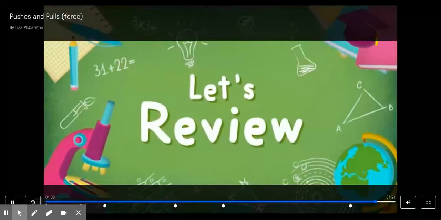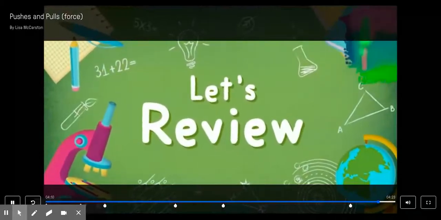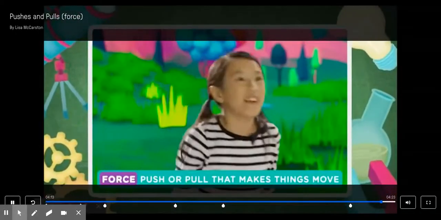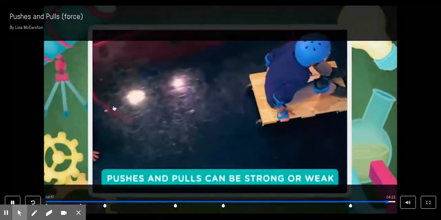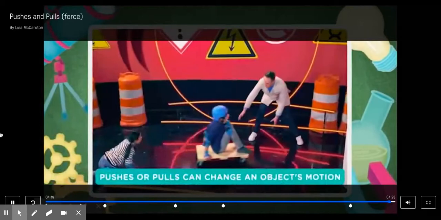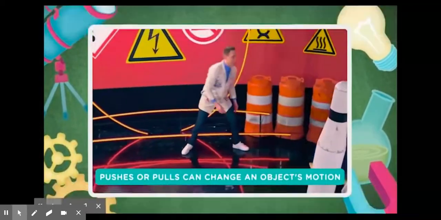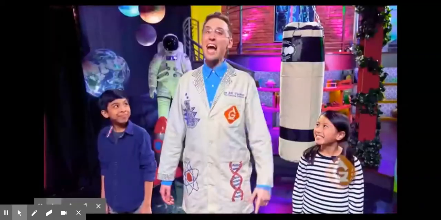Now, let's review. Today we learned that a force is a push or pull that can make things move. Pushes and pulls can be strong or weak. Pushes or pulls can also change an object's motion. And now you know.